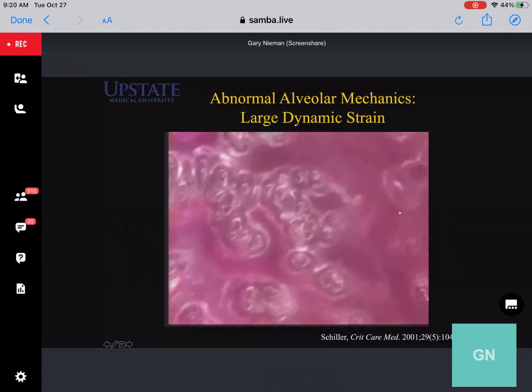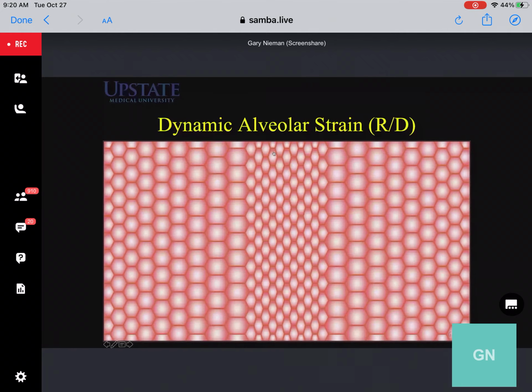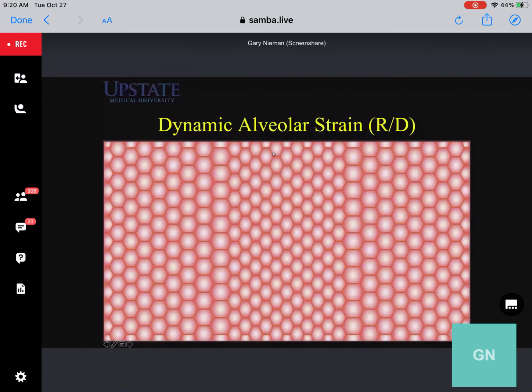Again, we're going to model this with our hexagons. And in the center here, this would be the alveoli that are collapsing and expanding with each breath. And you can see it's going to be the paperclip effect, and those cells are going to be damaged very quickly, and we're going to have a great deal of edema and consolidation, and that tissue is going to be unusable in a very short period of time.